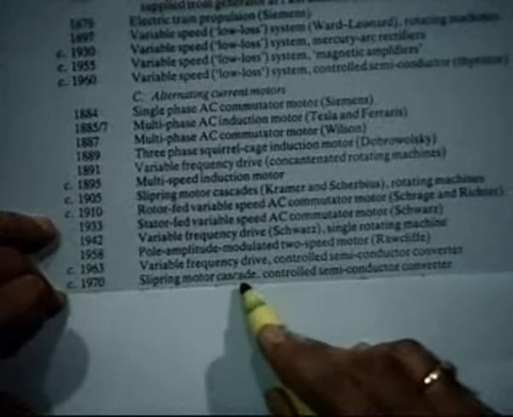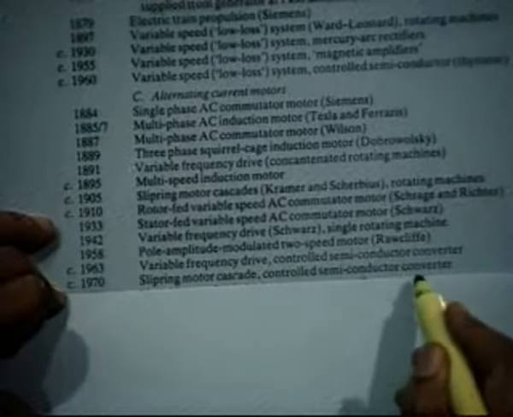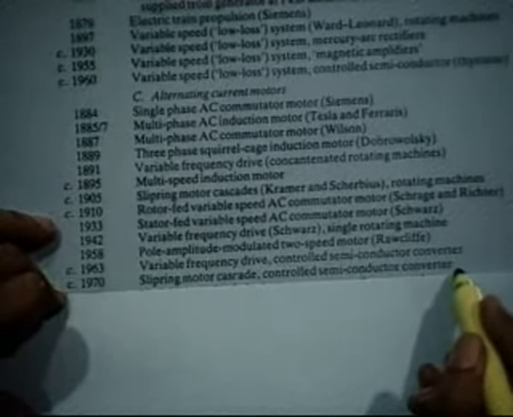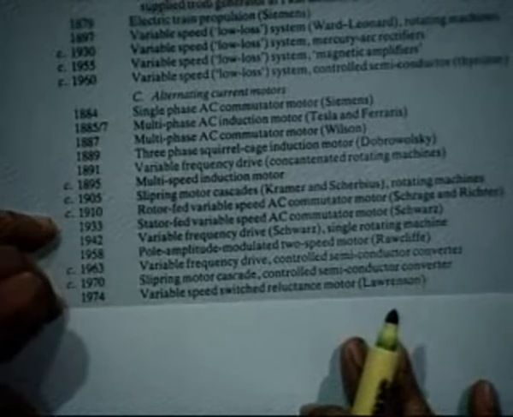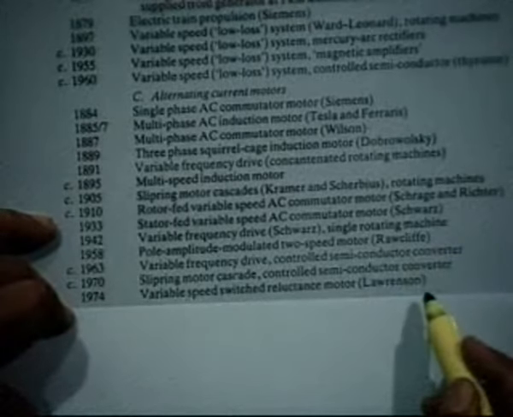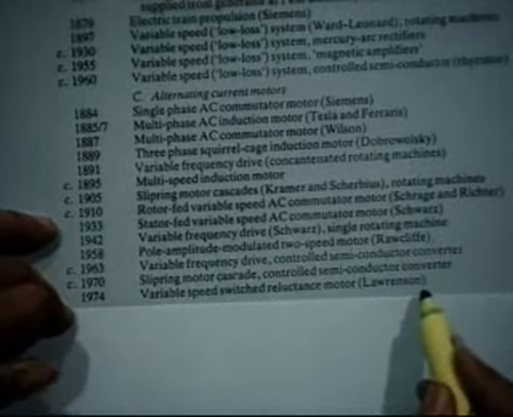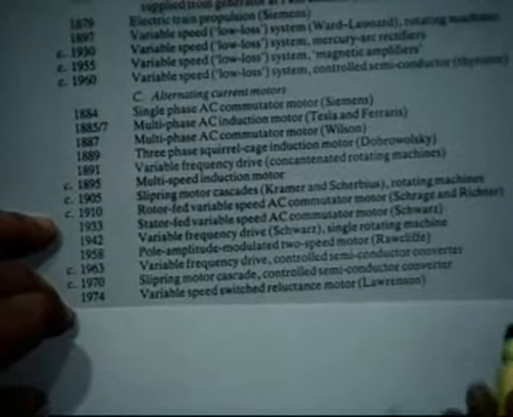That means the induction motor slip ring control is possible through semiconductor converters. And then 1974 was the development of switched reluctance motors by Lawrenson of the University of Leeds. So these are the chronological developments of motor drives, which again is an important part of the subject.